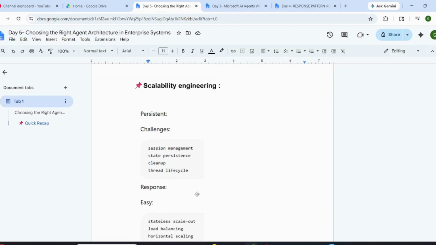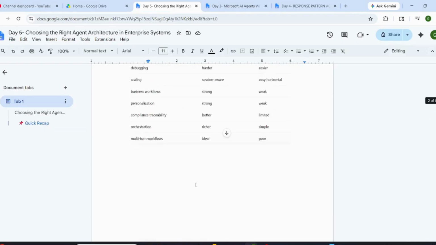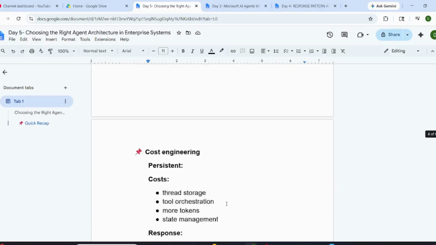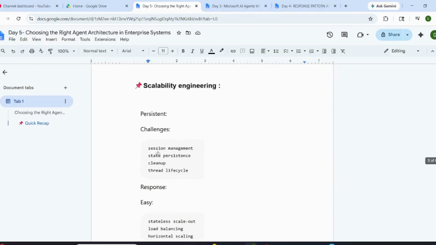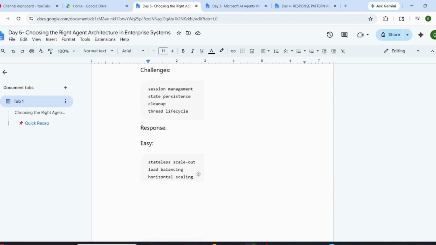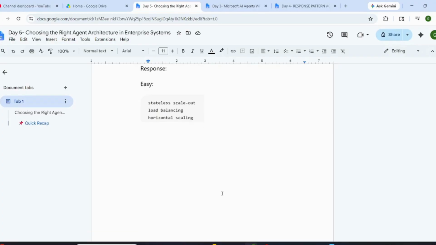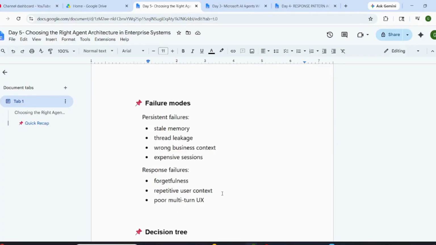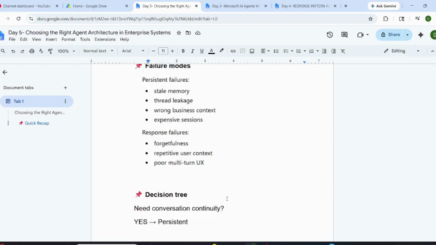Scaling: persistent definitely has challenges with sessions. It is session aware, with easy horizontal scaling, and for session management, state persistence, you can use it. Response is stateless, with load balancing and horizontal scaling. Failure modes: for persistent, maybe state memory, thread leakage, wrong business context. These are the areas for failure. For response, failures are forgetfulness, repetitive user context, and poor multi-run UX.